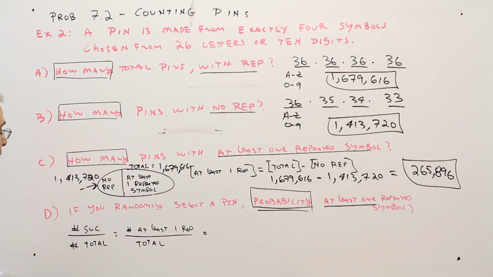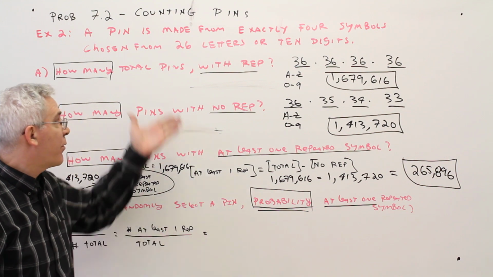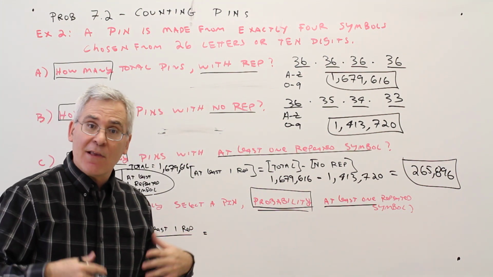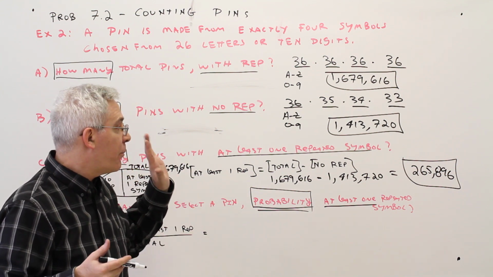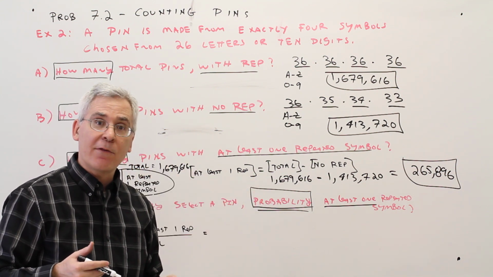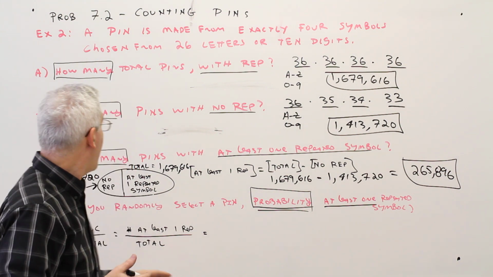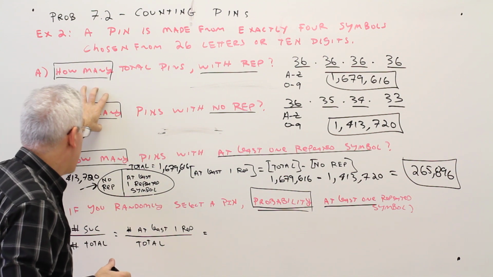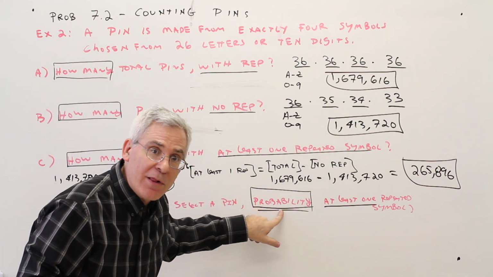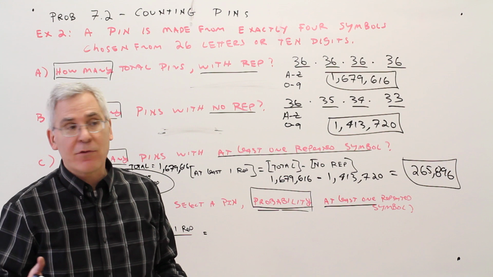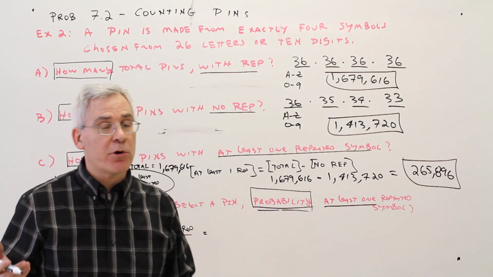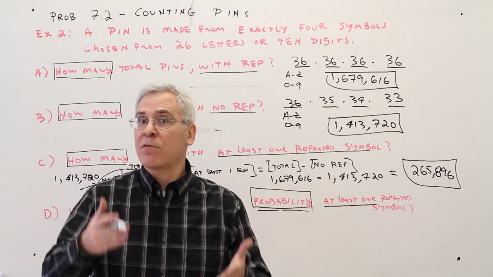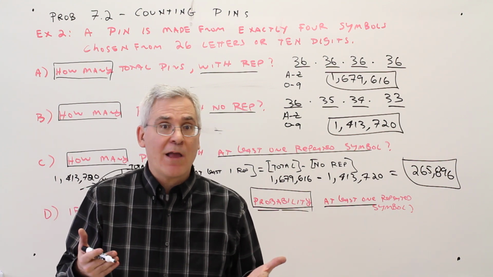Okay, now this is really the problem that could have been asked without all this guidance along the way. If you randomly select a PIN, what's the probability of getting at least one repeated symbol? So I've also boxed some other important things. How many, how many, how many, probability. And probability is just the number of successful outcomes over total. So in order to do probability, you've got to know how to count. That's why so many of our examples just involve counting.